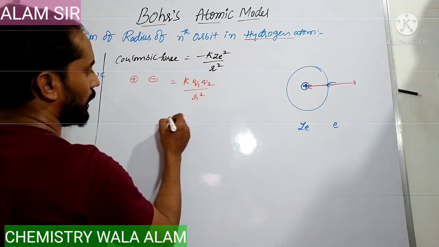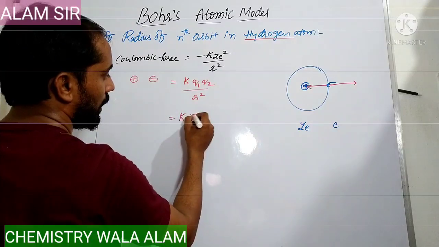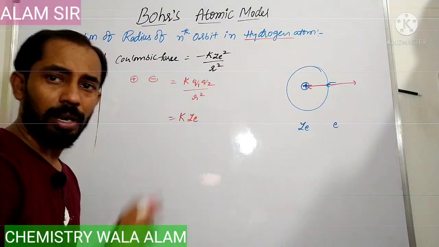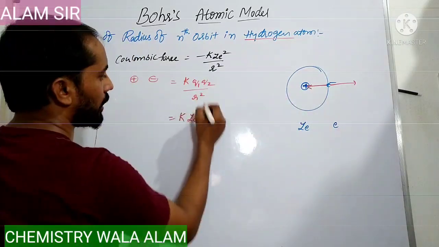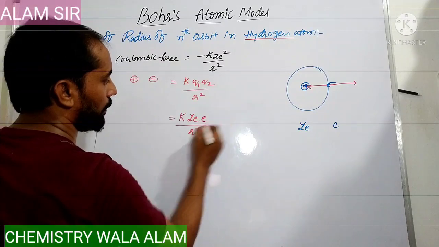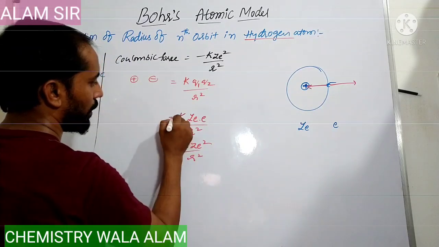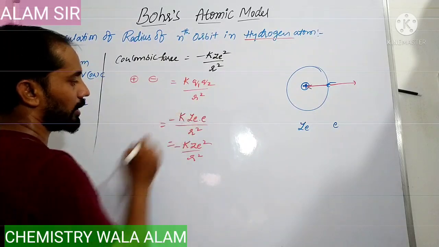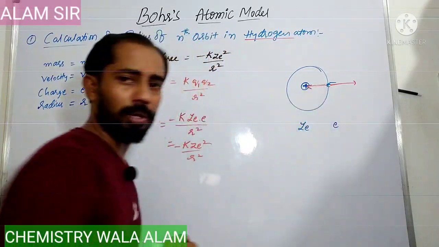Here k is the constant, the permittivity constant, q1 is the nuclear charge, where atomic number is Z, and e is the electron charge, divided by r². So you can write it as kZe² by r². That is the Coulombic force, that means the attraction between the nucleus and the electron.